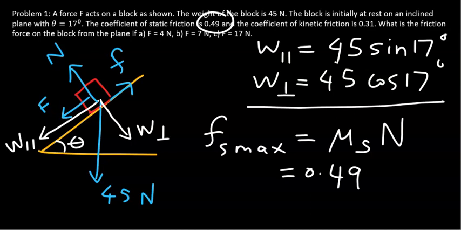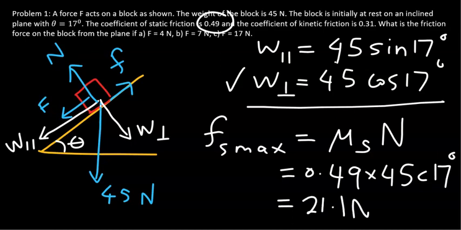So in this case, since the coefficient of static friction is given as 0.49, and the normal force is given by this component, which is 45 times cosine 17 degrees, that's going to give you a value of 21.1 newtons for the maximum static friction that could act between the block and the plane.